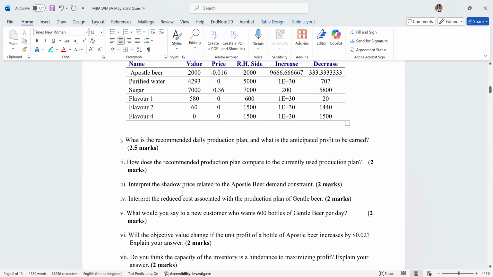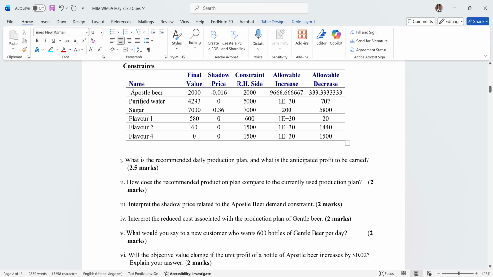Now, the next part says, interpret the shadow price of apostle beer. See, this is apostle beer constraint. The shadow price there is negative.